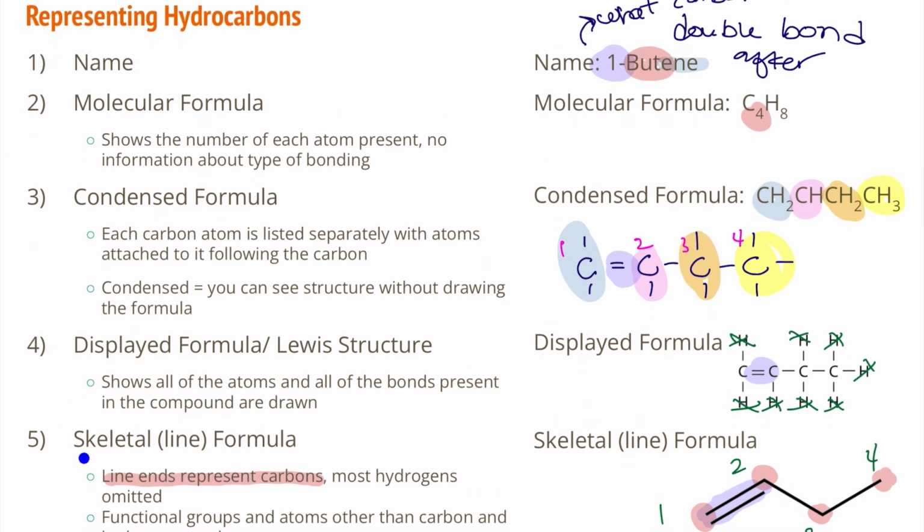So these are the ways we're going to look at representing the name. The molecular formula just chunks everything together, but our condensed formula allows us to list out the structure in a form where we're not drawing it, but we're able to see how everything is organized. Our displayed formula is showing all of the atoms, and our skeletal formula is going to simplify that down to the lines. We're not actually having to draw out the carbons either.